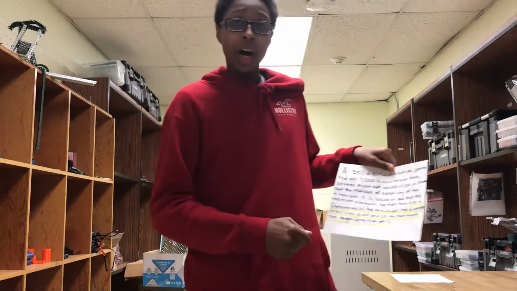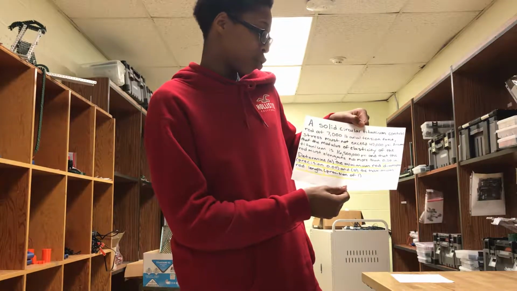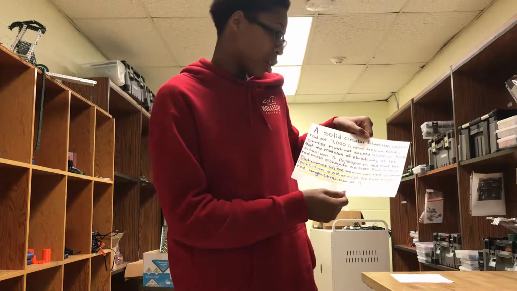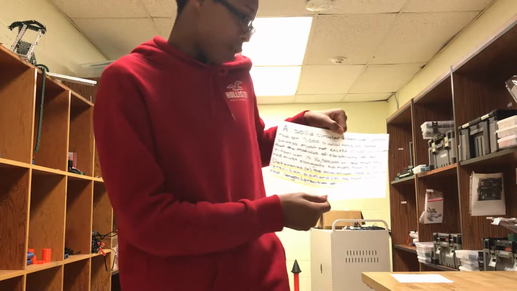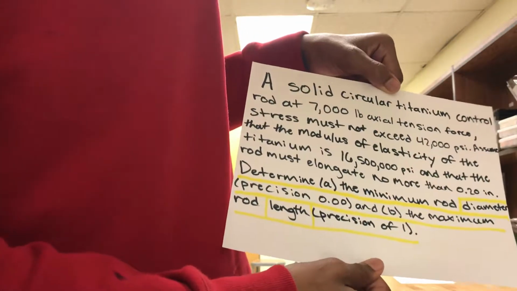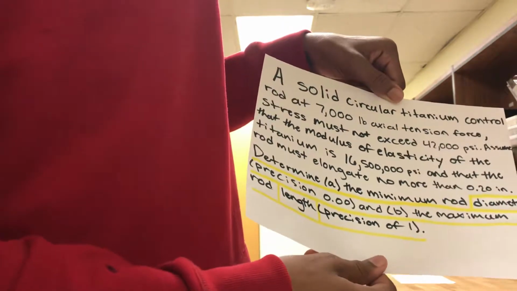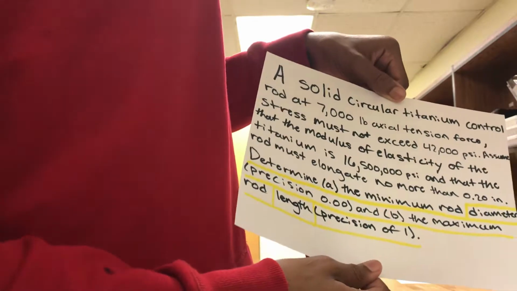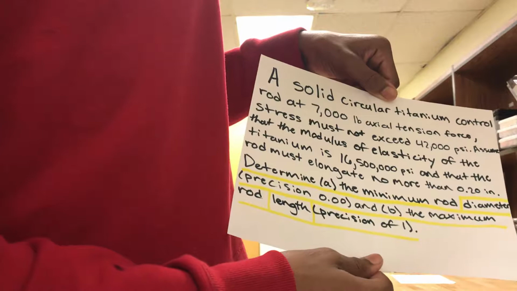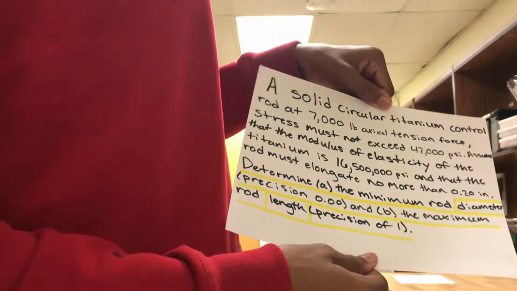Hello, I'm Jeffrey Sutton, and our problem today is that a solid circular titanium control rod is under 7,000 pounds axial tension force. The stress must not exceed 42,000 psi. You have to assume that the modulus of elasticity of the titanium is 16,500,000 psi, and that the rod must elongate no more than 0.20 inches.